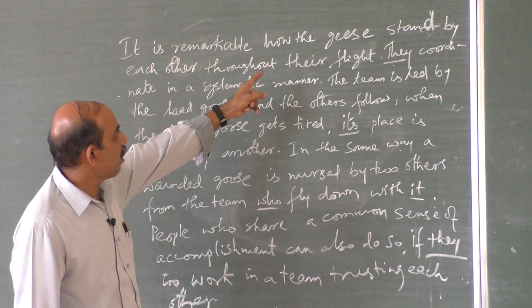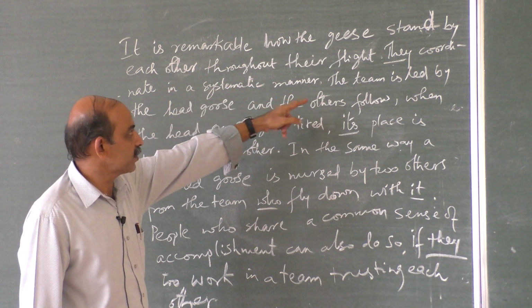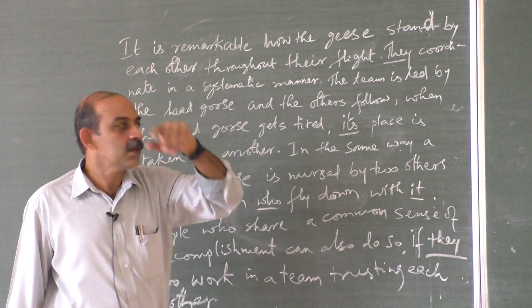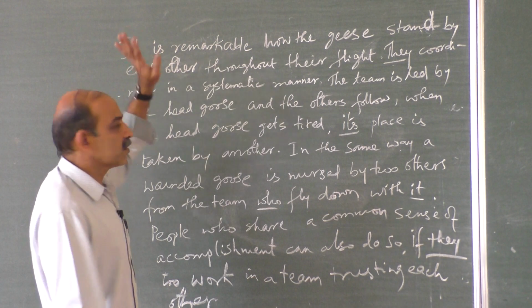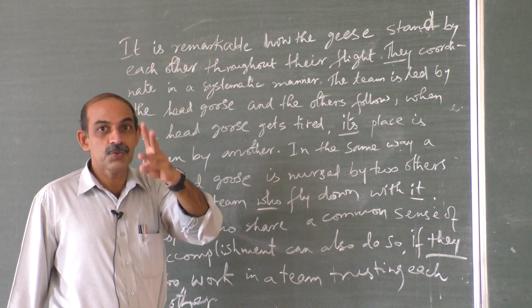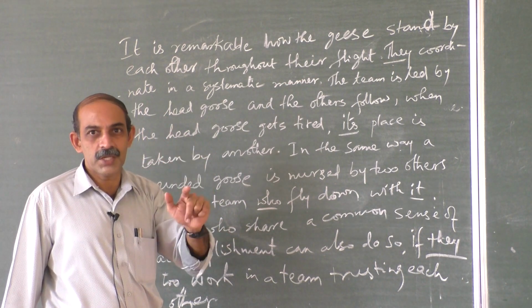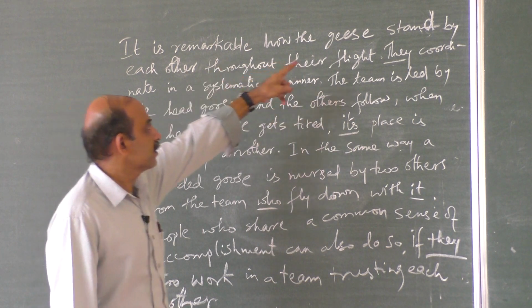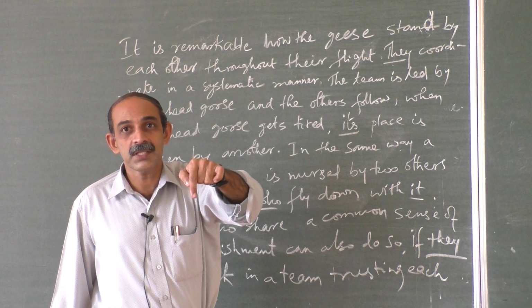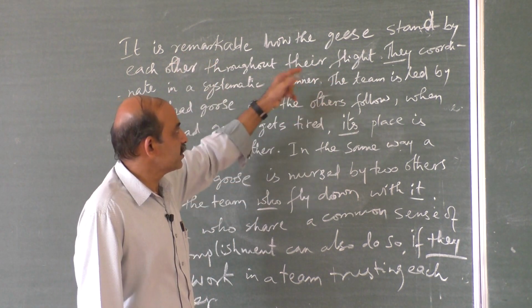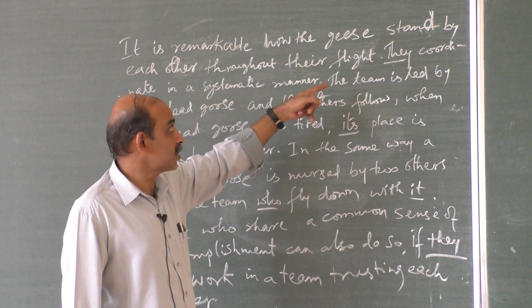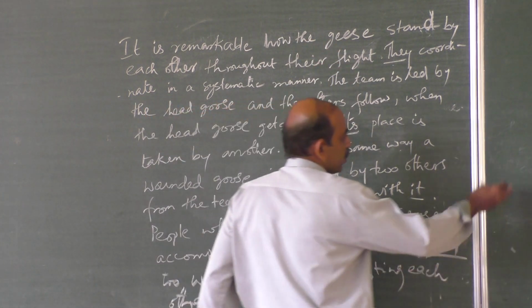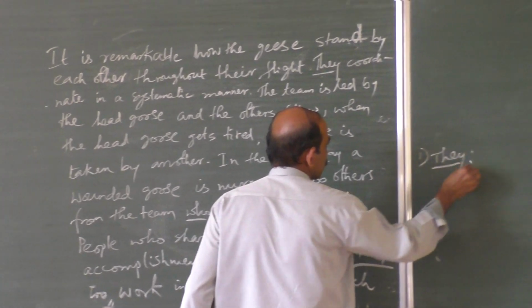Now look at it: it is remarkable how the geese stand by each other throughout their flight. They, in the sense, usually some students have an idea, they in the sense teachers, or they in the sense people, and nothing is available here. Then what is they? There is no answer. No, they, I have told you, is used for all genders, male, female, neuter, masculine, feminine, and neuter gender, all genders, which is called common gender. So what are they? They in the sense geese, because some of the students do not know geese. Geese in the sense probably it is Greece. No, it is not Greece. Geese is a bird. Geese in the plural, they are birds, and that is why goose singular, I have already told you when I have written geese plural. So they, question number 1, they in the sense geese.